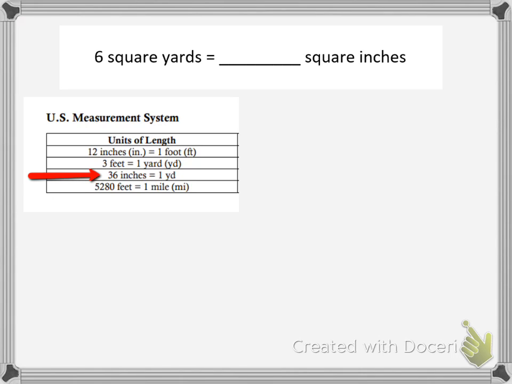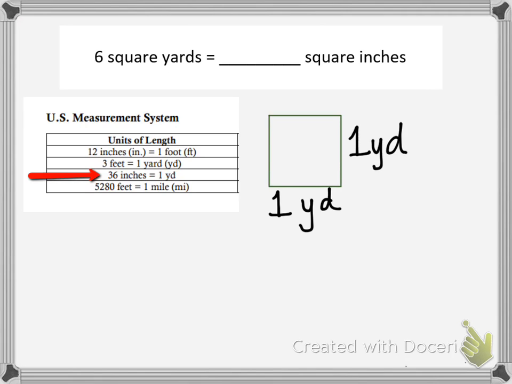And that's in just linear measurement. So that's not square measurement. So we will have to do some multiplication to also figure out what the 6 square yards would be in square inches. So I'm going to draw a little square here. Let's say this square has a length of 1 yard and a width of 1 yard. So it's a 1 by 1 square measured in yards.